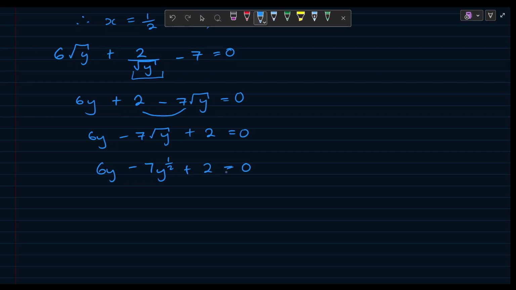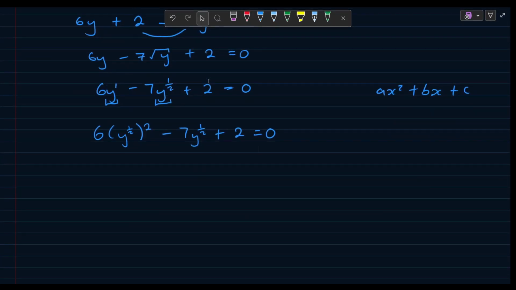Now what we want to do is show that this is a quadratic, so it can be written in the form ax squared plus bx plus c. To do that, rewrite y in terms of y to the power half. So that's going to be 6 times y to the half, and we're going to put the power 2 outside, because 2 times 1 over 2 gives us the power 1. And then we've got minus 7y to the half plus 2 is equal to 0.